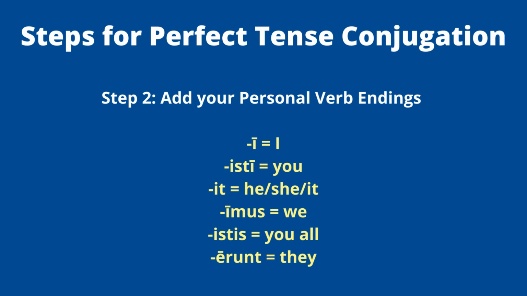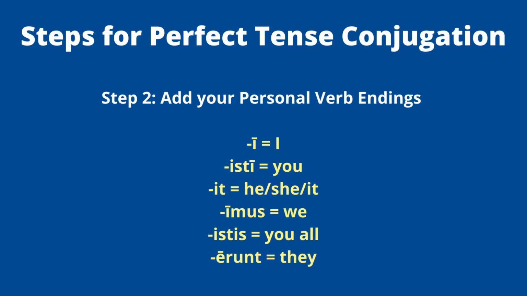Now we have perfect tense endings, right? So a different group of endings. It goes i, isti, it, imus, istis, erunt, okay? And that represents I, you, he, she, it, we, you all, and they. Okay. But once you memorize these, and again, it's just straight memorization. These are the endings every single time.